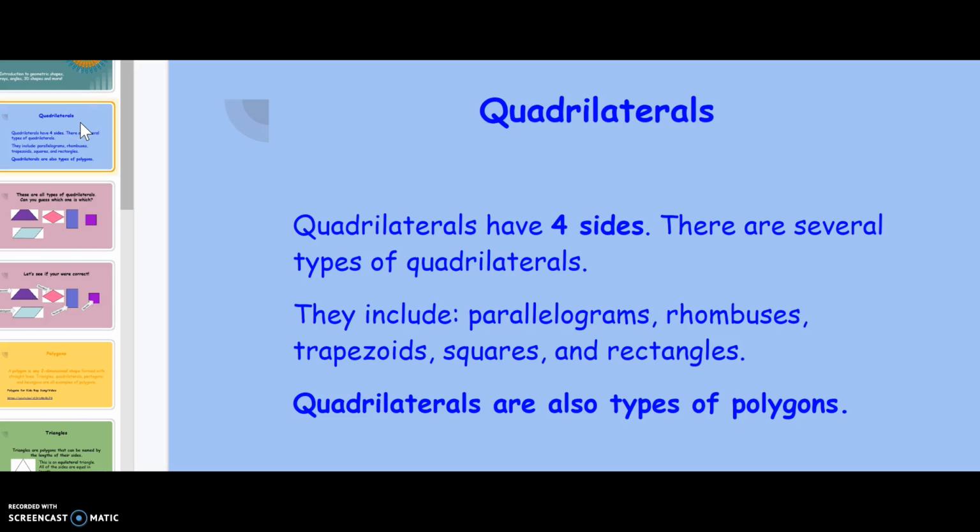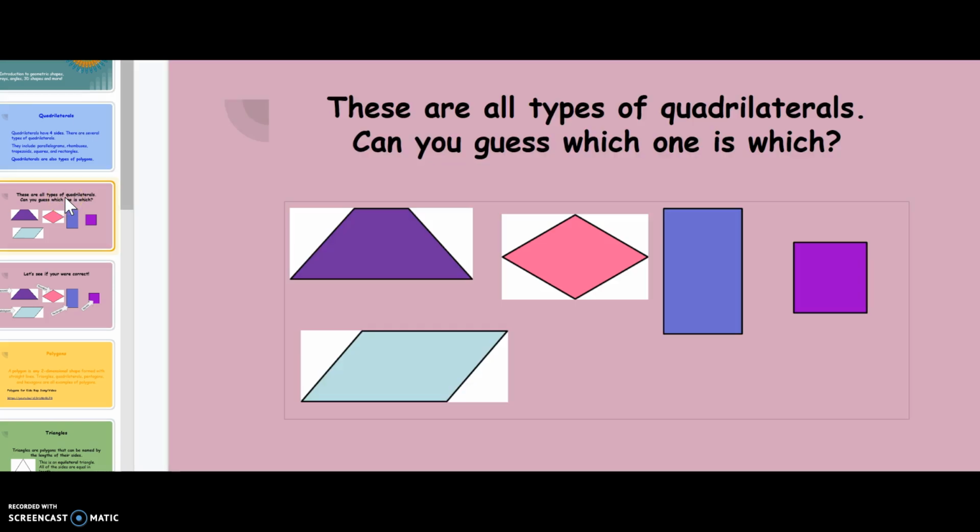So in geometry, we have quadrilaterals. And a quadrilateral has four sides. There are several types of quadrilaterals, and they include shapes such as parallelograms, rhombuses, trapezoids, squares, and rectangles. And quadrilaterals are also a type of polygon, if you did not know that. So that is a pretty interesting piece of information for those who did not know.